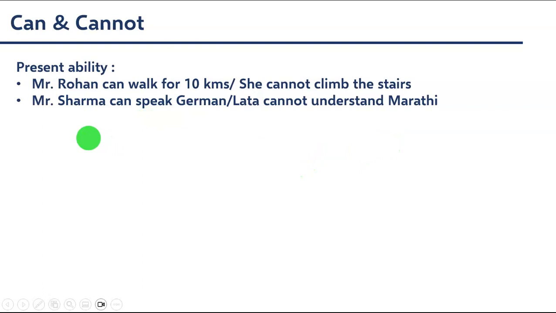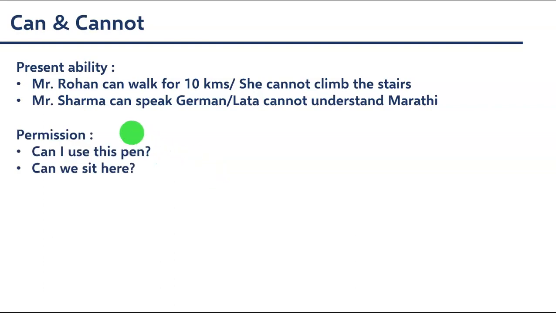So this is the ability in the present. Another example, Mr. Sharma can speak German, Lata cannot understand Marathi. Right? So that is the present ability. That is the first situation in which you can use can and cannot. The second situation is permission. Can I use this pen? Can we sit here? Okay, so these two are permission questions, right, where you're using can.